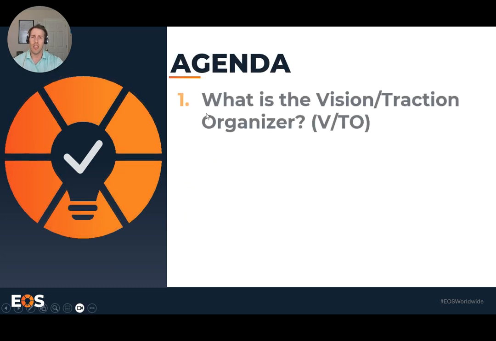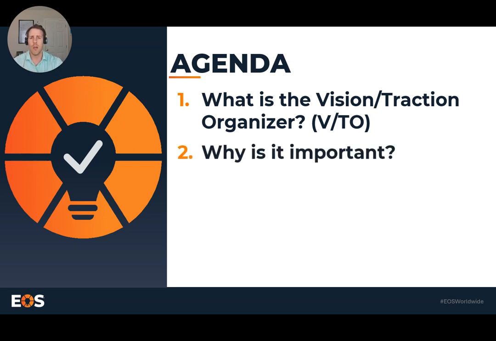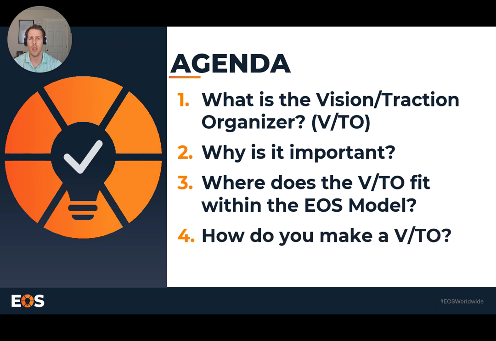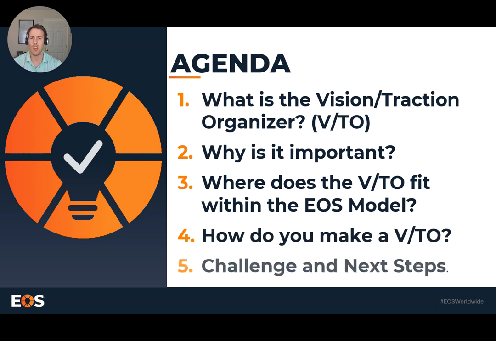And so the agenda, how it's going to work, I'm going to explain to you what strategic planning is, which is the Vision Traction Organizer. So what is the VTO? I'm going to help you understand why that's important. Ultimately, where does the VTO fit within the EOS model? How do you make a VTO? And then a challenge. I'll throw a challenge at you and give you some next steps. So let's do this thing.